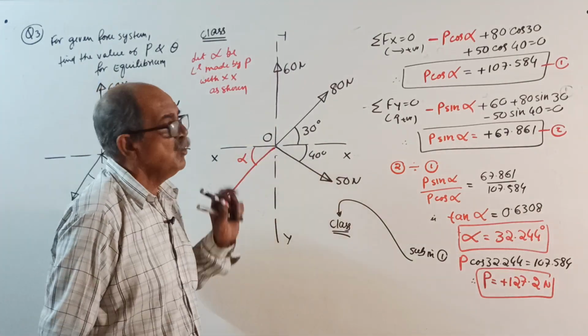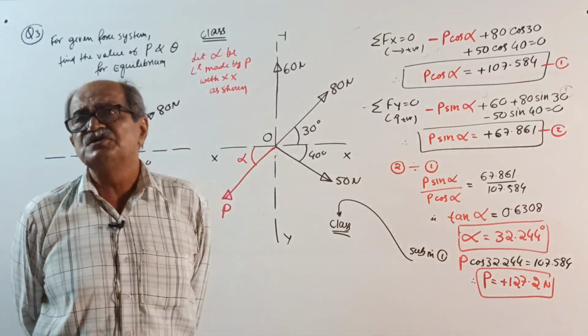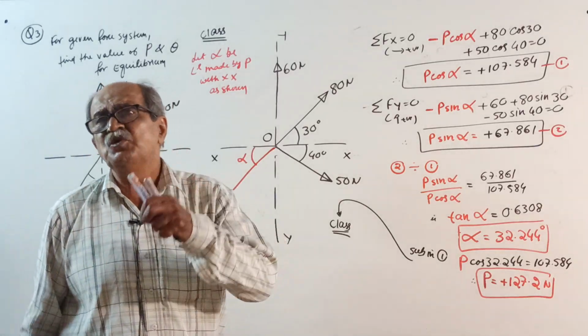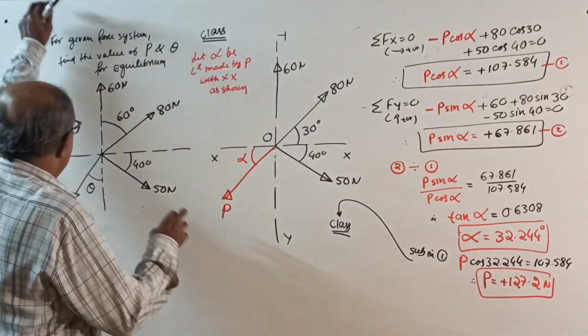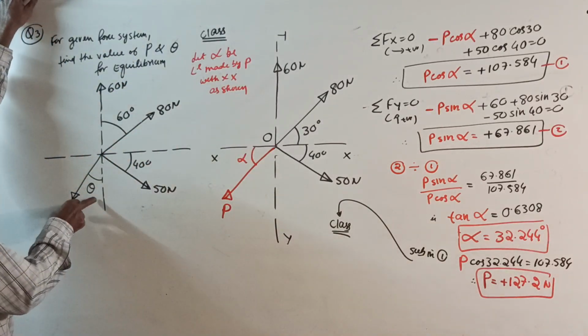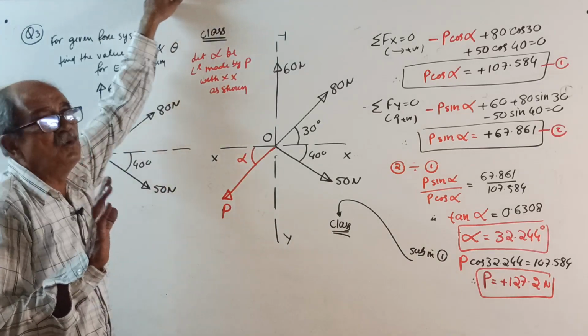This point I will call O. So, two unknowns are possible. In the last question, both were force unknowns. This time, one is a force unknown and one is an angle unknown. Okay, both are the same, two unknowns.